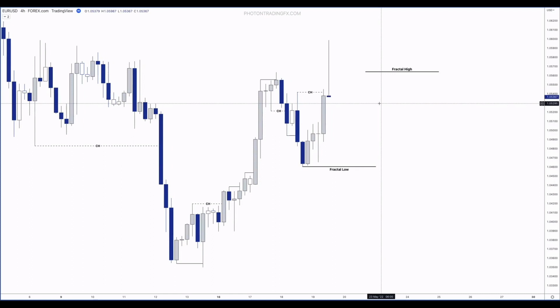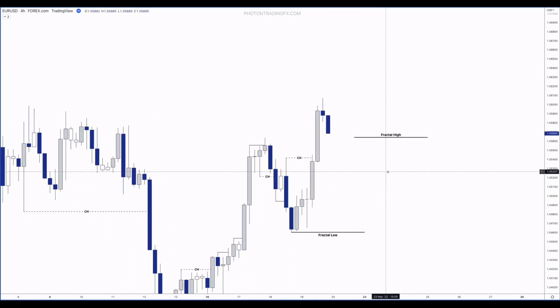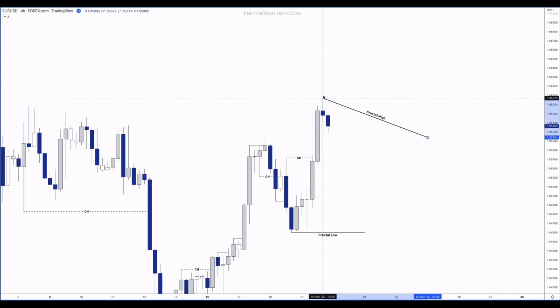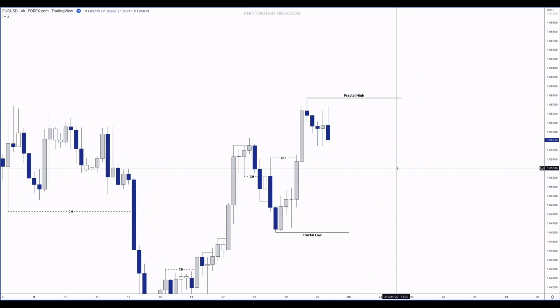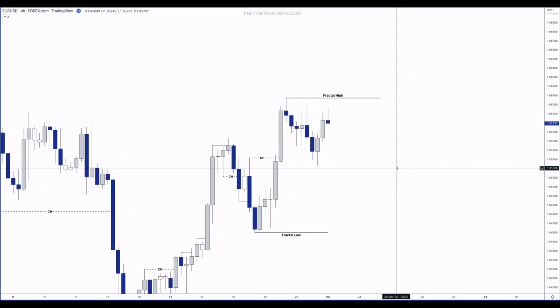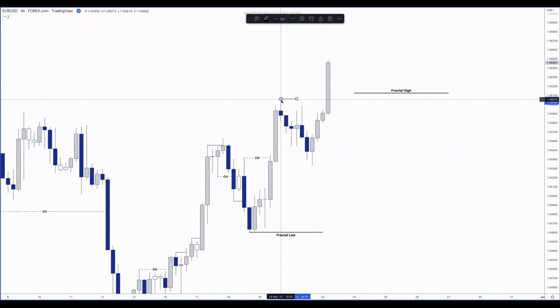Right, so we go forward, we continue the up move, we continue the up move. Okay, now we pull back, right? So this is going to be our fractal high, right? Fractal low still in the same place. So we do nothing until either the high or the low goes, right? The high goes, so now that's a continuation. Okay, so we can put this here.